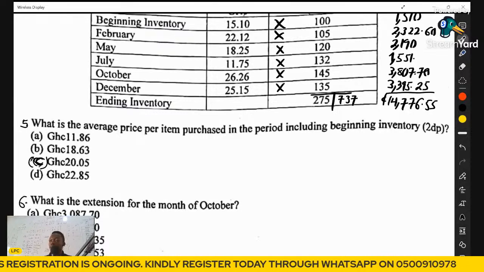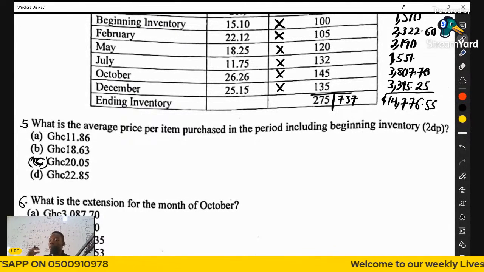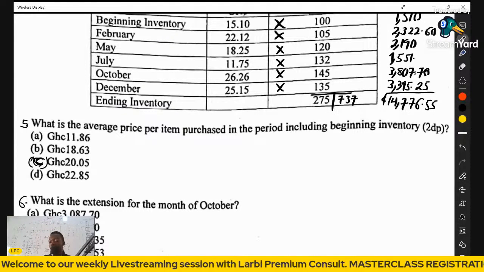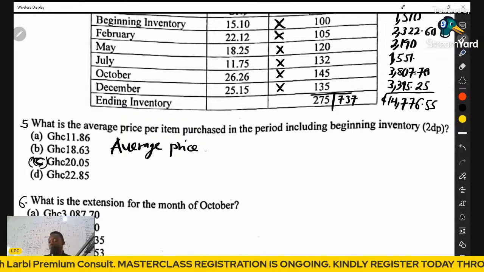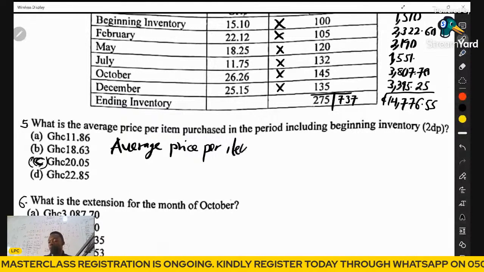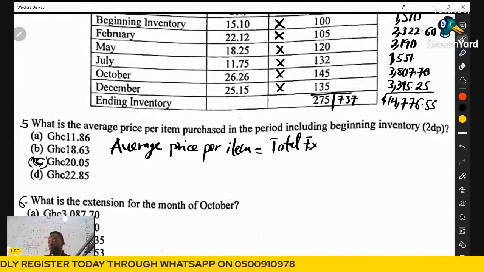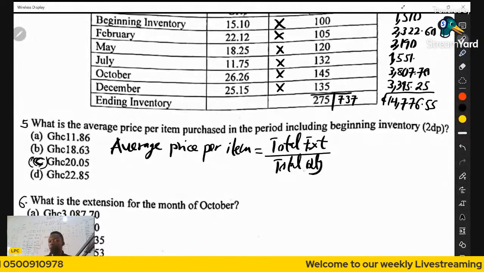So we said that when it comes to the valuation of inventory, an average or weighted cost is also part of the way of valuing inventory, which takes into account the total extension divided by the total quantity from the various periods under consideration. So we will say that average price per item should be equal to the total extension divided by the total quantity. That will help us to find the average price per item.